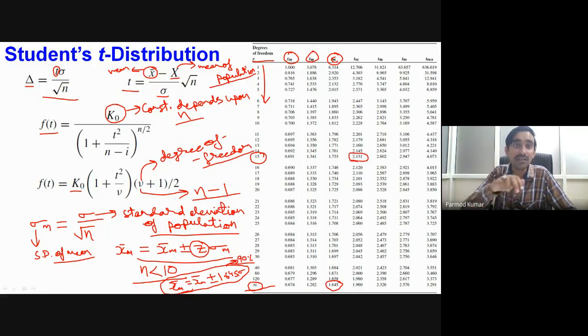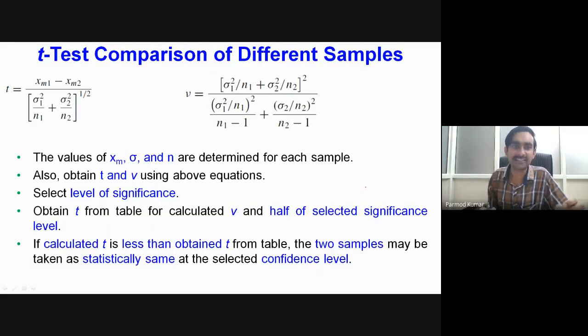Okay. Now, in this next slide, we will try to see the applicability of the t-test for comparing two different samples. So now let us consider that xm1 is the mean value of the first sample and xm2 is the mean value of the second sample. Corresponding to that, sigma 1 and sigma 2 are the standard deviations for sample 1 and sample 2 respectively, and n1 and n2 are the corresponding sample sizes.